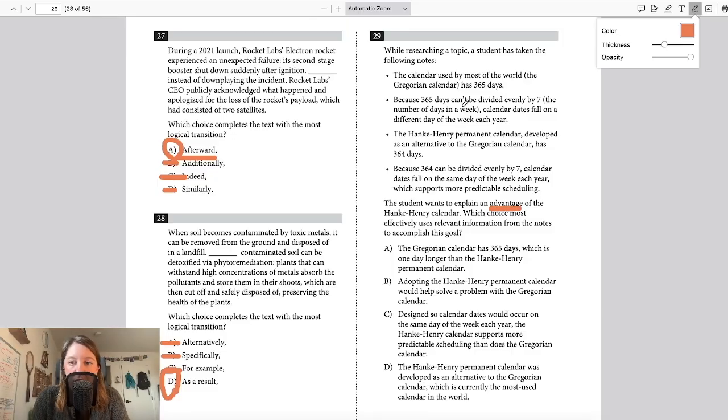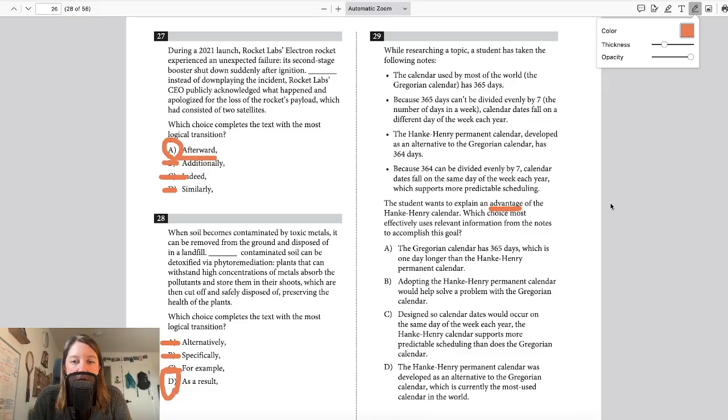Because 365 days can't be divided evenly by 7, the number of days in a week, calendar dates fall on a different day of the week each year. Okay, so that's identifying a problem with the Gregorian calendar. The third bullet point says the Hank Henry permanent calendar, developed as an alternative to the Gregorian calendar, has 364 days. Okay, so that's a fact about it, not an evaluation.